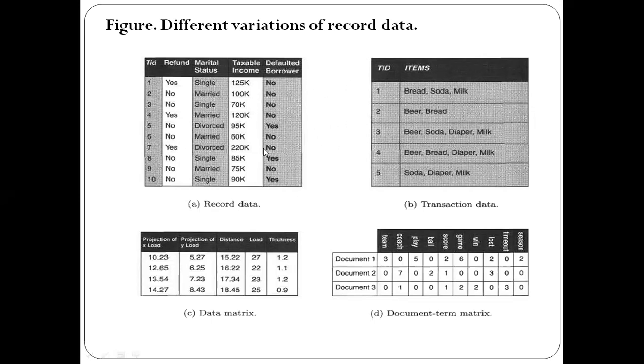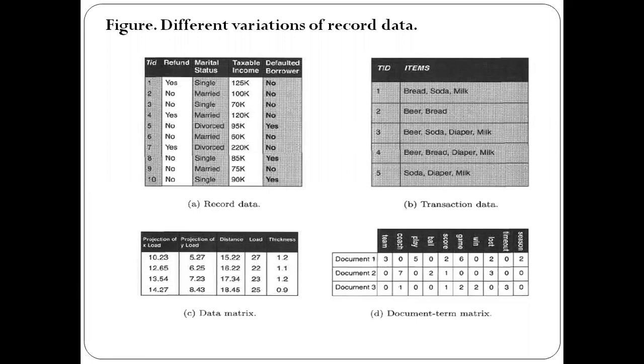As you know, in the case of record data, we have a collection of records, and each record has its own set of attributes or fields. Now this transaction or market basket data is a special type of record data. If you observe here, each record has a set of items that is bought by the customer. If you look at record one, bread, soda, milk, that is one transaction. So it contains a set of items bought by the customer. In the same way, the second one, beer and bread, is also a list of items bought by a customer.